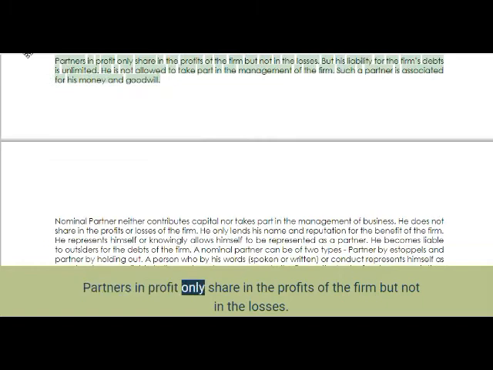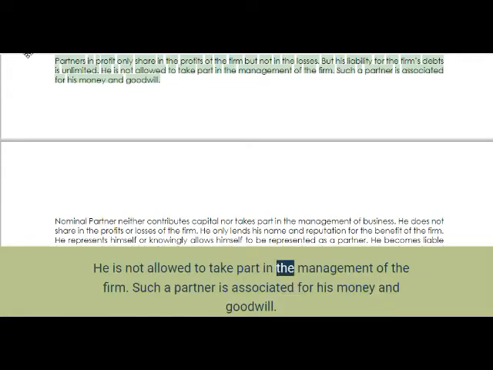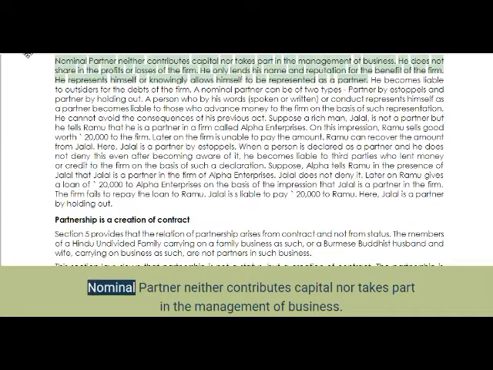Partners in profit only share in the profits of the firm but not in the losses. But his liability for the firm's debts is unlimited. He is not allowed to take part in the management of the firm. Such a partner is associated for his money and goodwill.